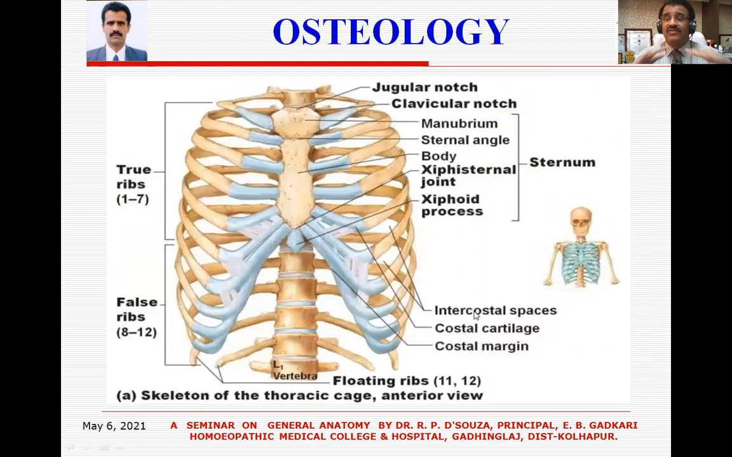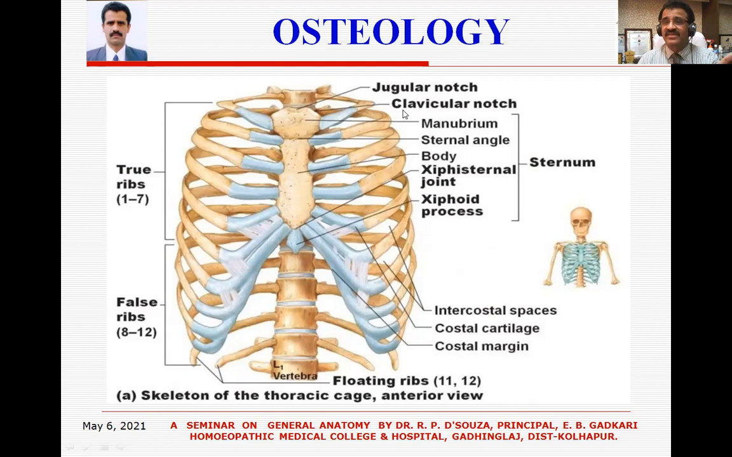Well, now we come to the thorax. In the thorax there are 12 pairs of ribs, 12 on each side. So 24 ribs and one bone which connects in the midline anteriorly, the sternum. So sternum plus 24, 25 bones in the thorax. But the ribs have a little part of costal cartilage in front, shown in bluish color. These are the cartilages. Except the last two, all others have cartilages.